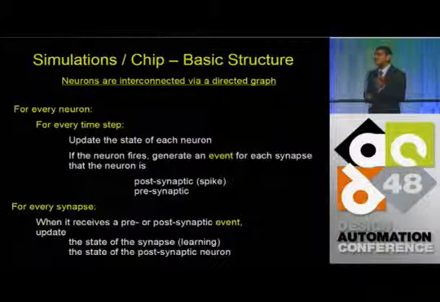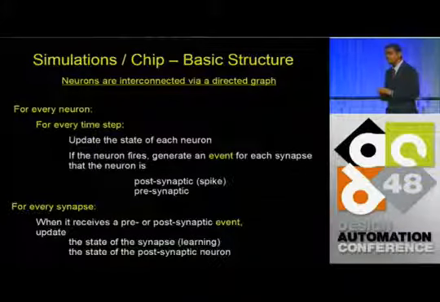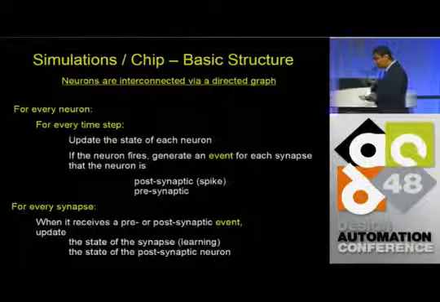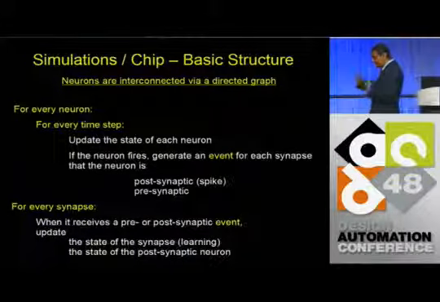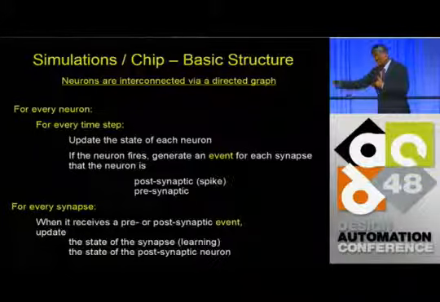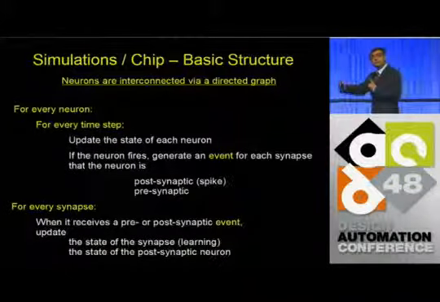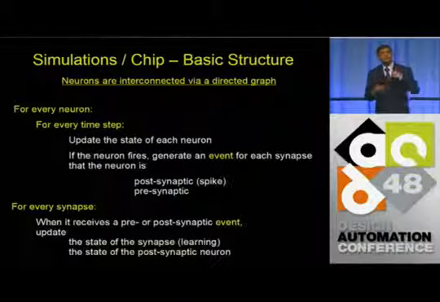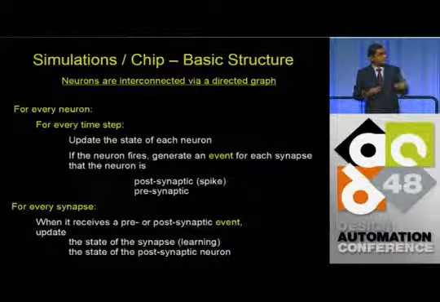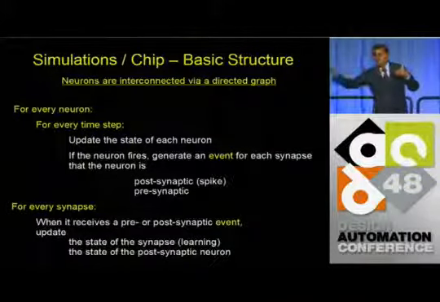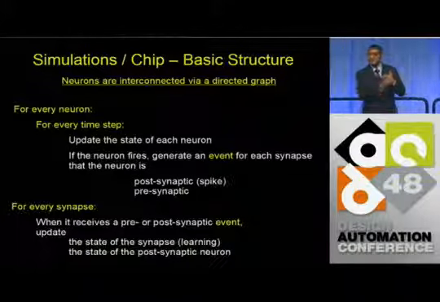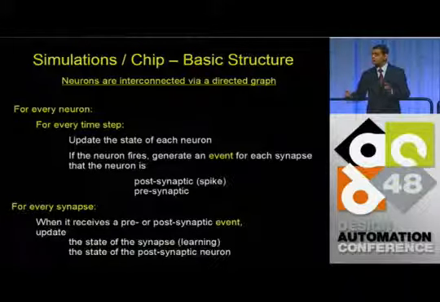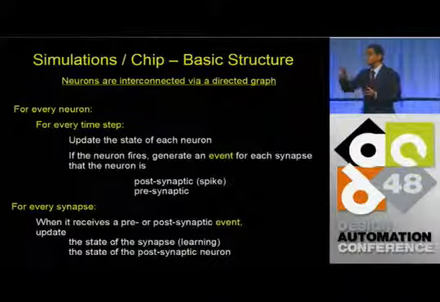So here's a very simple algorithm for the simulation. As I said, neurons are interconnected via a directed graph. It's a discrete event simulation. So the simulation is broken up into time steps. The resolution of the time step is roughly 1 millisecond. And the idea is you run a for loop for all neurons for i equal to 1 to n. And you run a for loop over time steps for j equal to 1 to t. And for every i, every neuron, every time step, you update the state of the neuron. If the neuron fires, you generate an event.